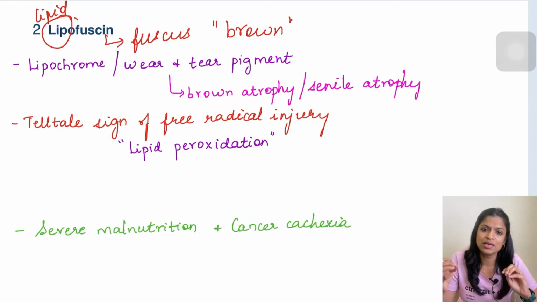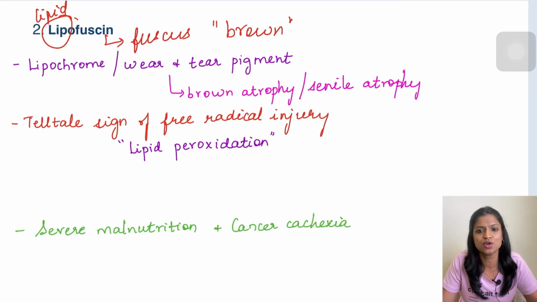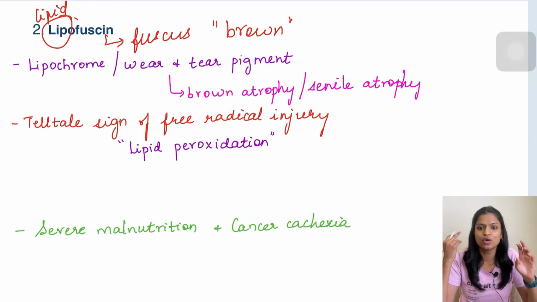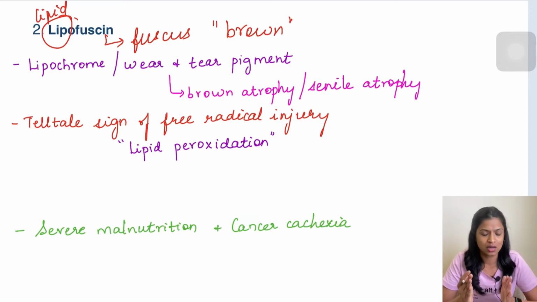So lipofuscin is actually a byproduct, a telltale sign of free radical injury. We had already discussed free radicals. We saw that the free radicals, when they damage, tend to damage the cell membrane, right? The cell membrane is composed of lipids, phospholipids. So when these lipids are damaged by the free radicals, they undergo something called peroxidation, and this results in the formation of lipid peroxides. This is what happens as a result of free radical injury, right?